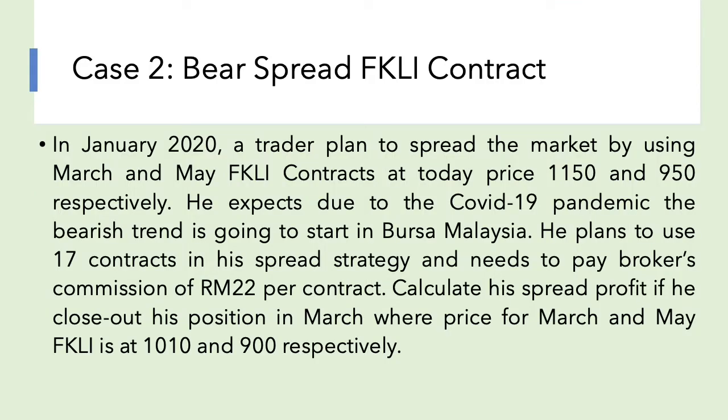Let's read the case. In January 2020, a trader planned to spread the market by using March and May FKLI contract at today price 1150 and 950 respectively. He expects due to the COVID-19 pandemic, the bearish trend is going to start in Bursa Malaysia. He plans to use 70 contracts in his spread strategy and needs to pay broker's commission of 22 ringgit per contract. Calculate his spread profit if he closes out his position in March, where price for March and May FKLI is at 1010 and 900 respectively.